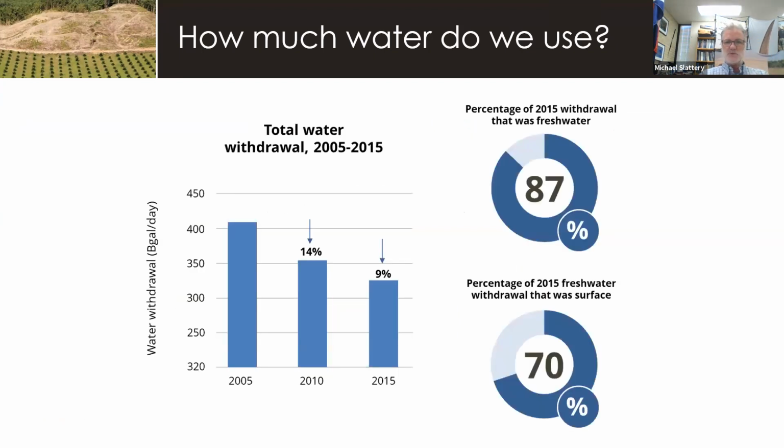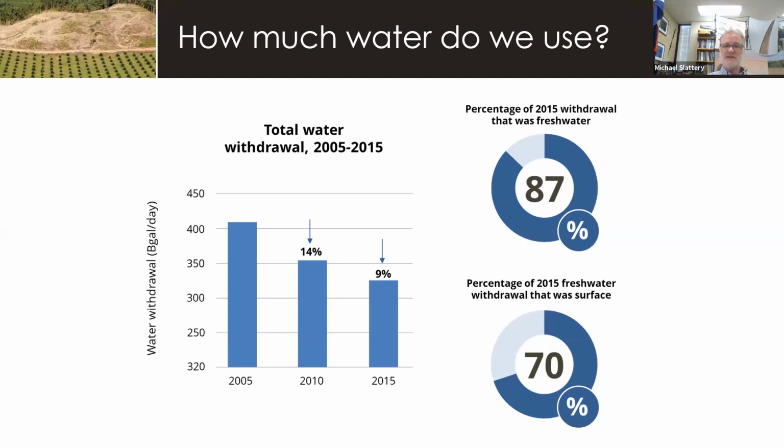Okay, the good news is that that rate is down substantially from 2005. In 2005, we withdrew over 400 billion gallons per day. 2010 was down 14% from 2005, so we were at about 355 billion gallons per day. And 2015 was down another 9%. So we are down almost 20 to 25%, an improvement, if you like, less water being withdrawn.